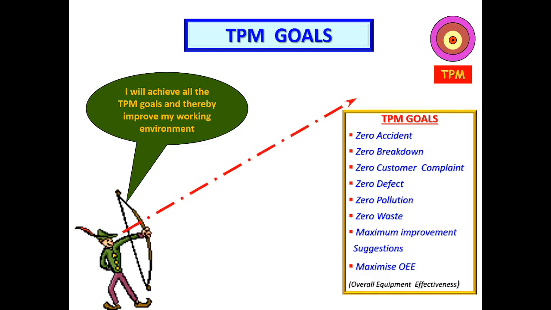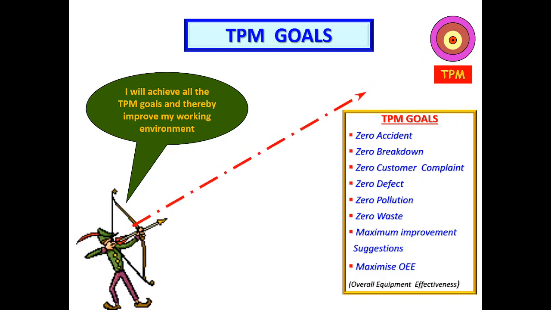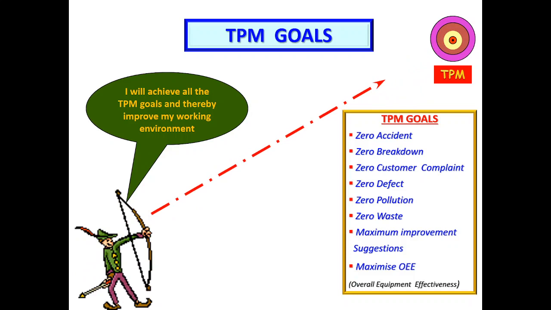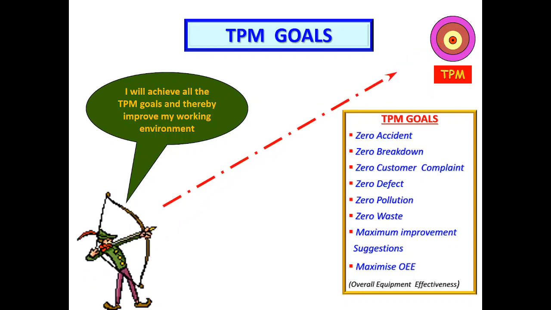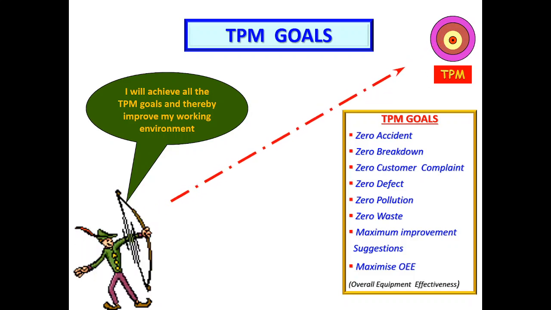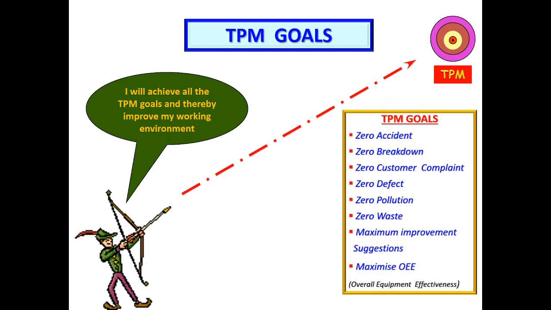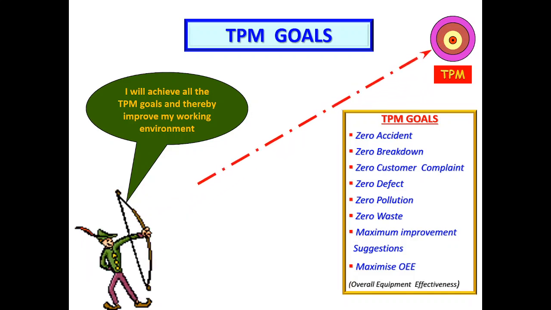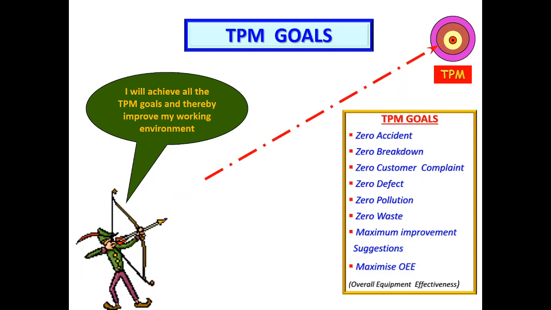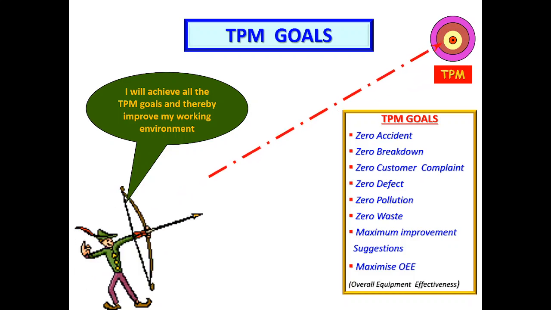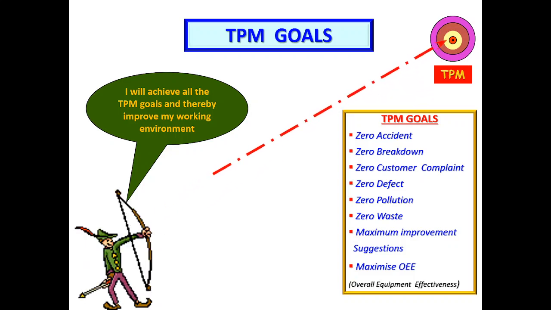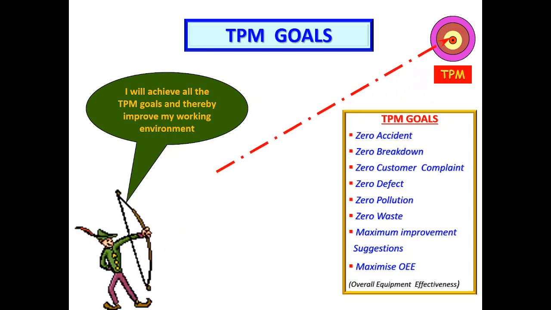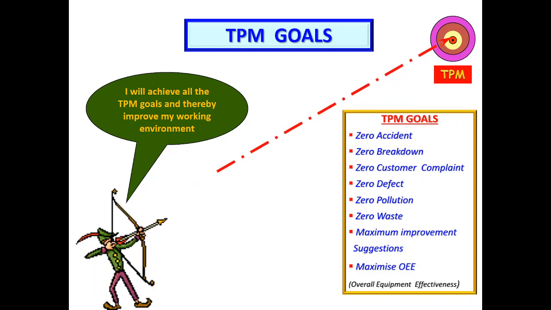Now let's see what the goals in TPM are. We need to achieve zero accident, zero breakdown, zero customer complaint, zero defects, zero pollution, zero waste, elicit maximum improvement suggestions from employees, and the most important thing is to maximize OEE, that is overall equipment effectiveness, of important production machines. Once you achieve all these, you will become a TPM company, which will help you to survive in this competitive world and do your business without any problem.